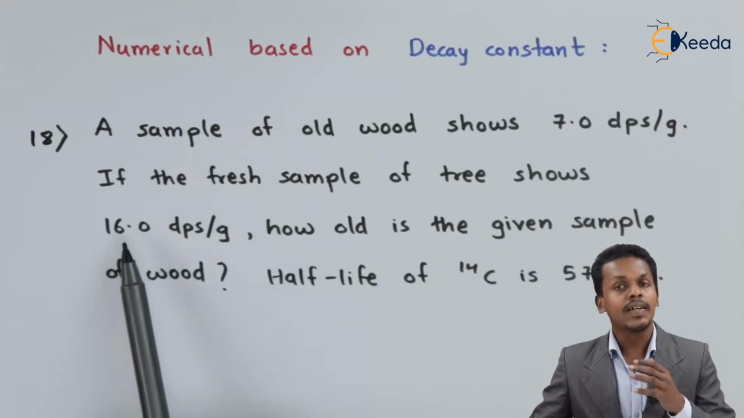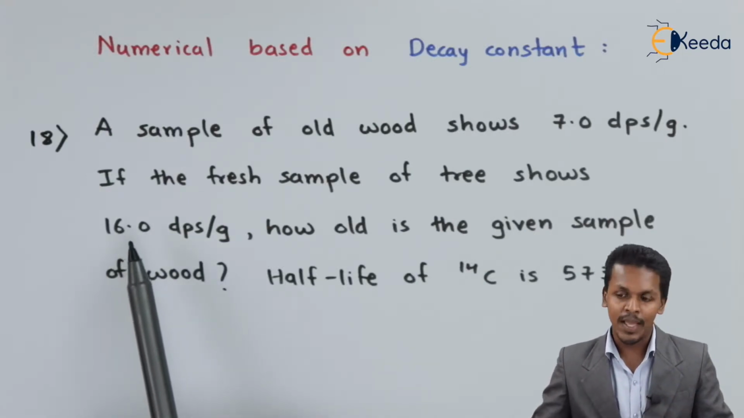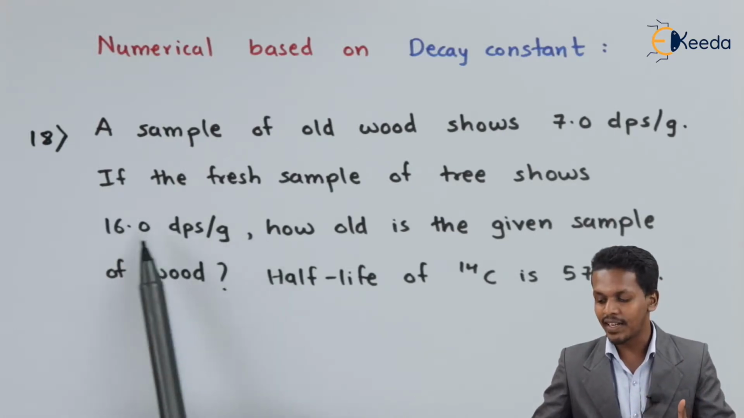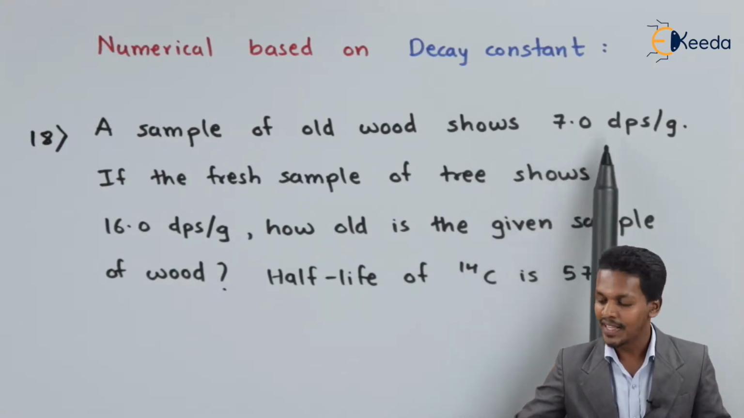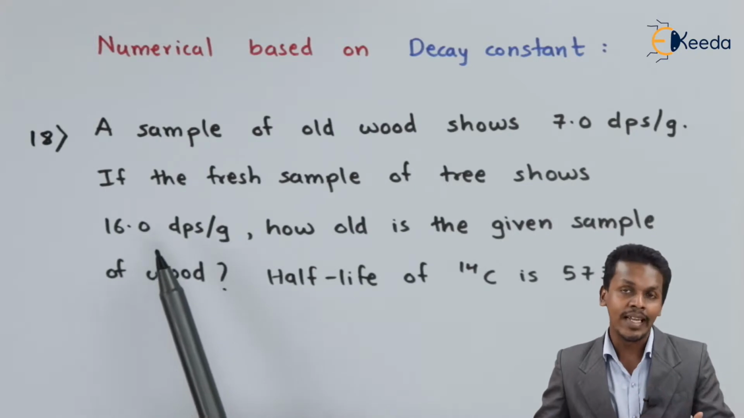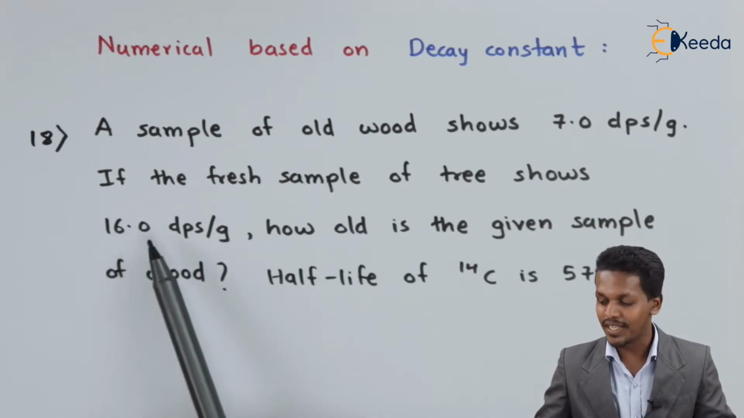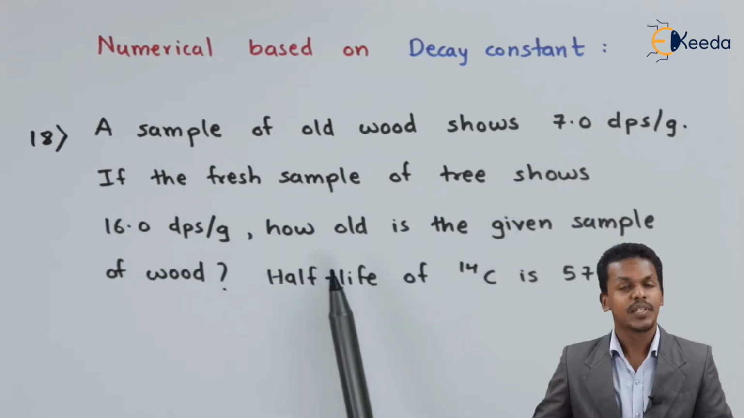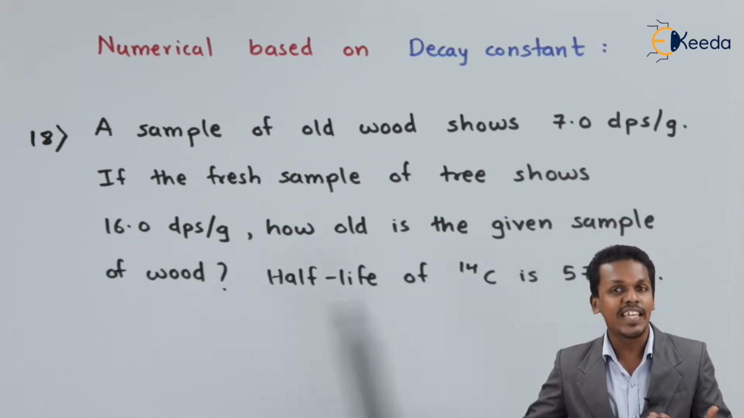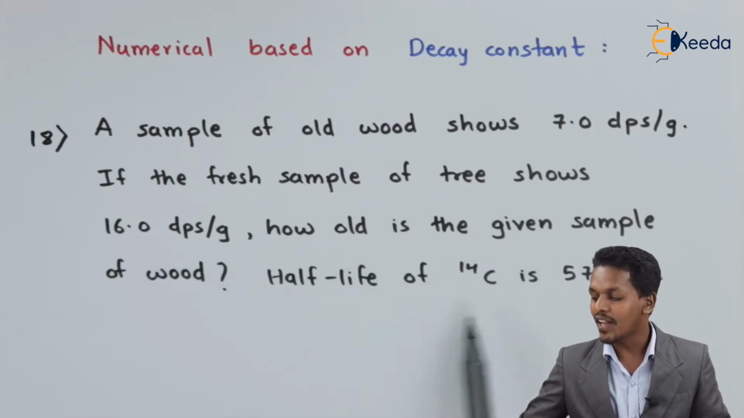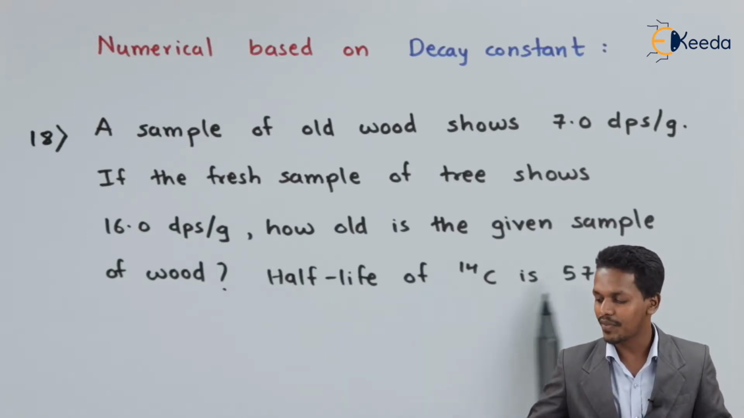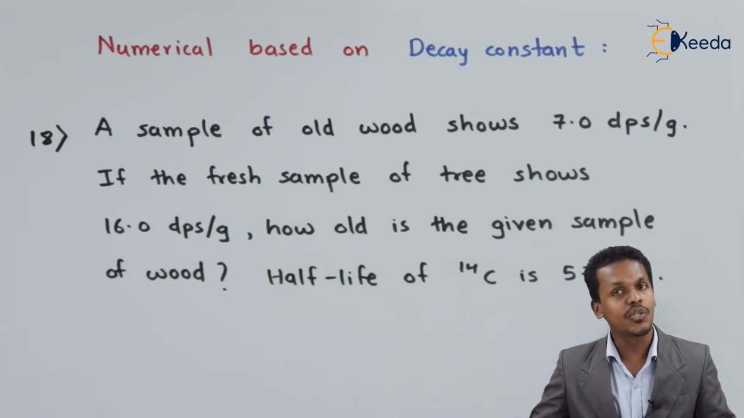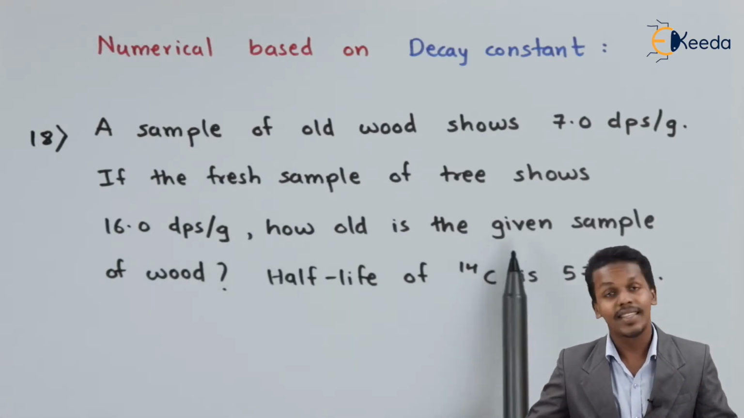The reason is that the new tree, the original sample, has a disintegration per second of 16.0, while the old wood shows 7.0 dps per gram. So here we have the initial disintegration of 16.0, while here we have 7.0. From this data we can easily estimate how old the given sample of wood is. The half-life of carbon has also been mentioned, because wood consists of carbon, so the half-life is given here as 5730 years. Based on all this data, let us see how we can find how old the given sample is.